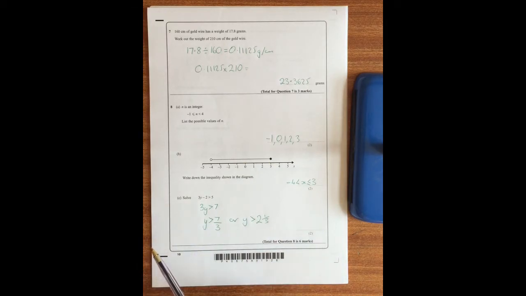Solve 3y minus 2 is greater than 5. Well, if we add 2 to both sides, we get 3y is greater than 7. Divide both sides by 3, we get y is greater than 7 over 3. You can perfectly happily leave that as it is, or you can convert that to 2 and 1/3.